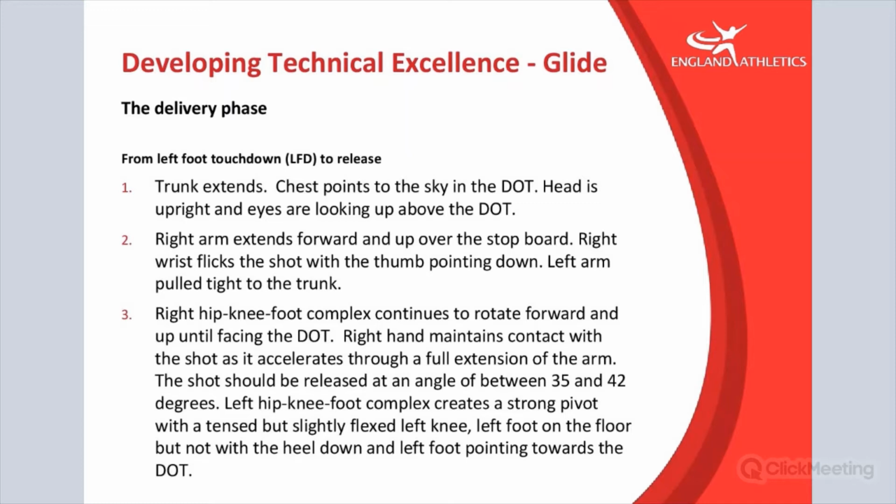Left hip knee foot complex creates a strong pivot with a tensed but slightly flexed left knee, left foot on the floor, but not with the heel down and left foot pointing towards the direction of the throw. So a strong left side, again, decelerating fast to enable a rapid acceleration of the right. Slightly flexed left knee in order to allow the athlete to get over that leg more effectively. And the foot creating a very stable contact with the floor and allowing power to be transferred through the delivery phase. So let's have a look at this with David.